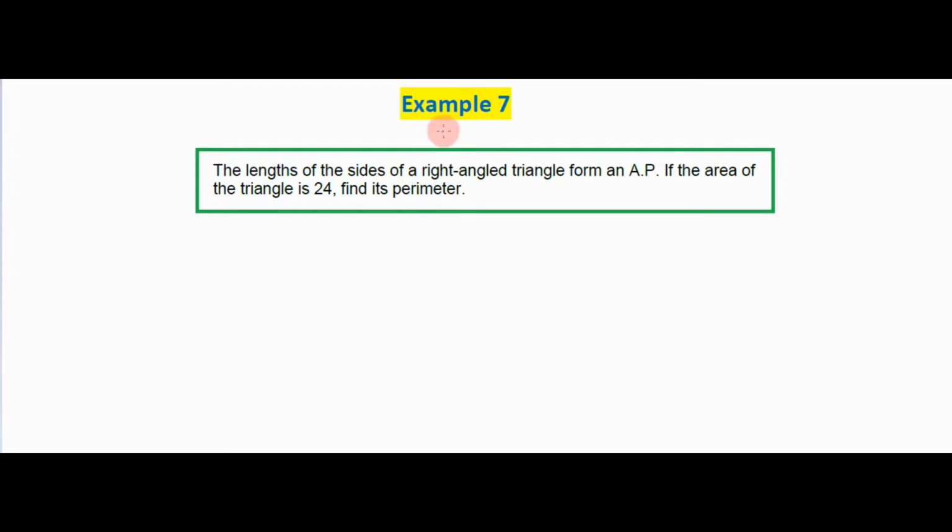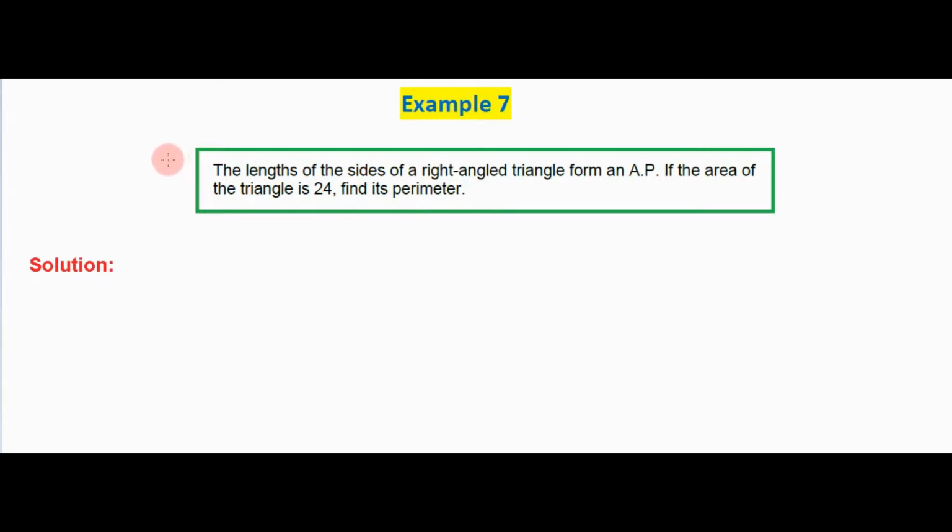Example 7 deals with an application problem on APs, and it says that the lengths of the sides of a right-angled triangle form an AP. If the area of the triangle is 24, find its perimeter. So let's have a look at it.